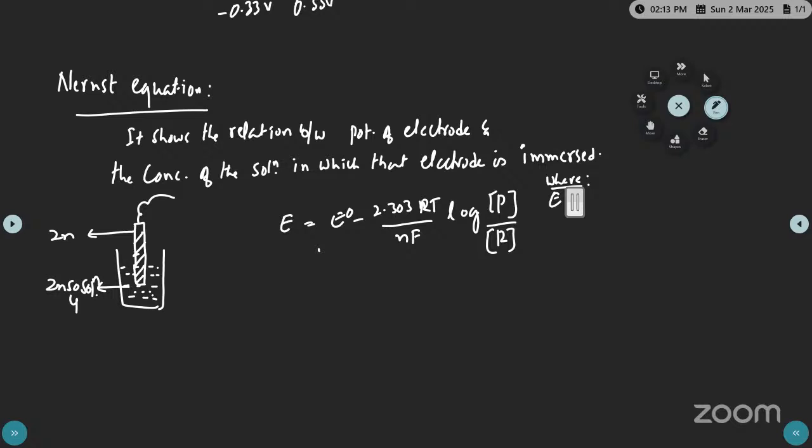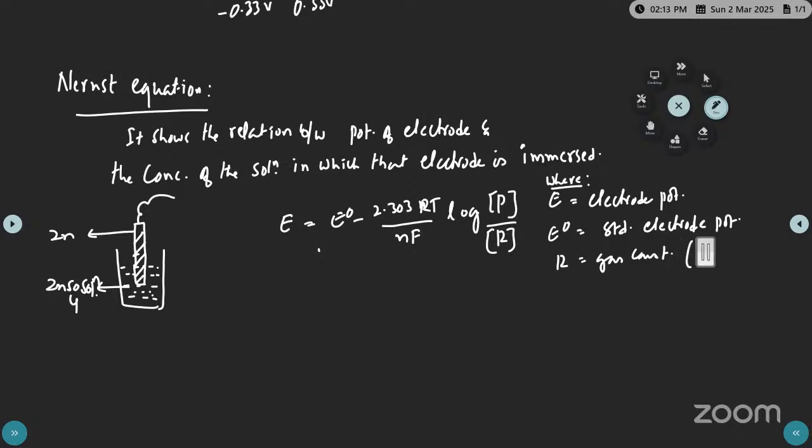So what is the electrode potential? And what is E naught? Standard electrode potential. Every electrode has its standard electrode potential. And what is our gas constant? How much is it? 8.314. And next to that, T.